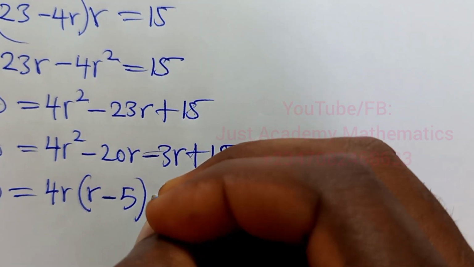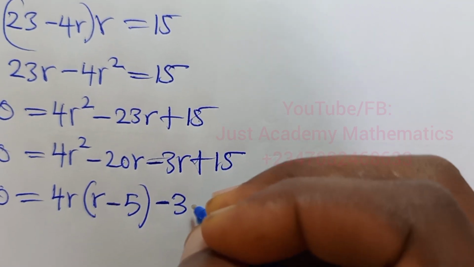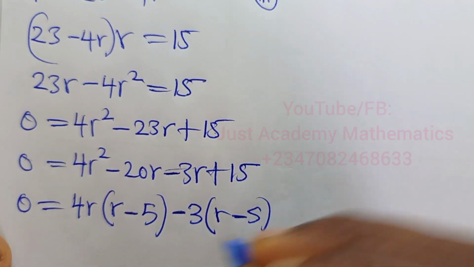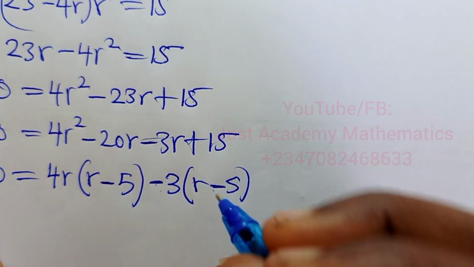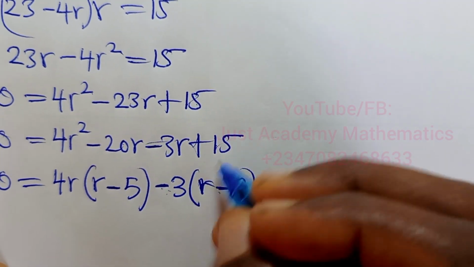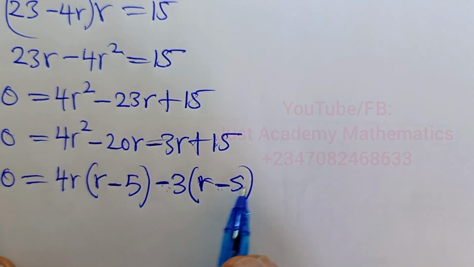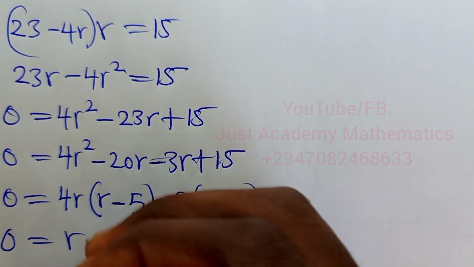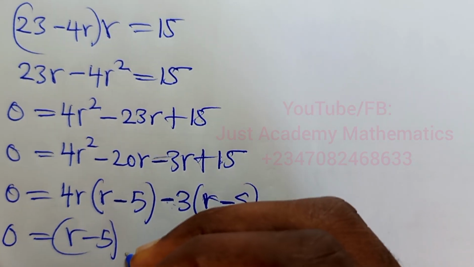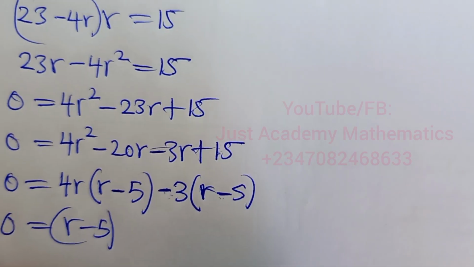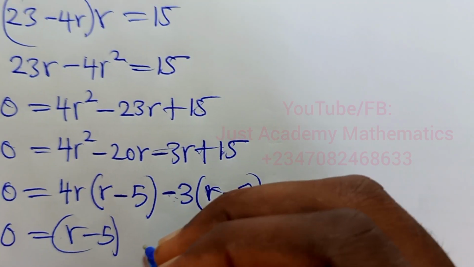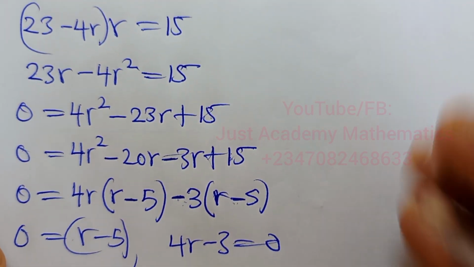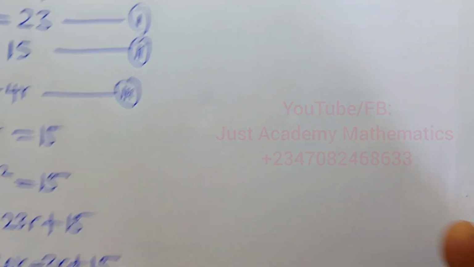What is common here? Minus 3 outside. What's remaining here? R minus 5. Here has to be minus. Minus times minus will give us plus 15. Minus 3 times minus 5 will give us plus 15. The two brackets must be the same. So if they are the same, we'll say that R minus 5 is equal to 0, and then 4R minus 3 is equal to 0. So let's bring it up here and finish up.